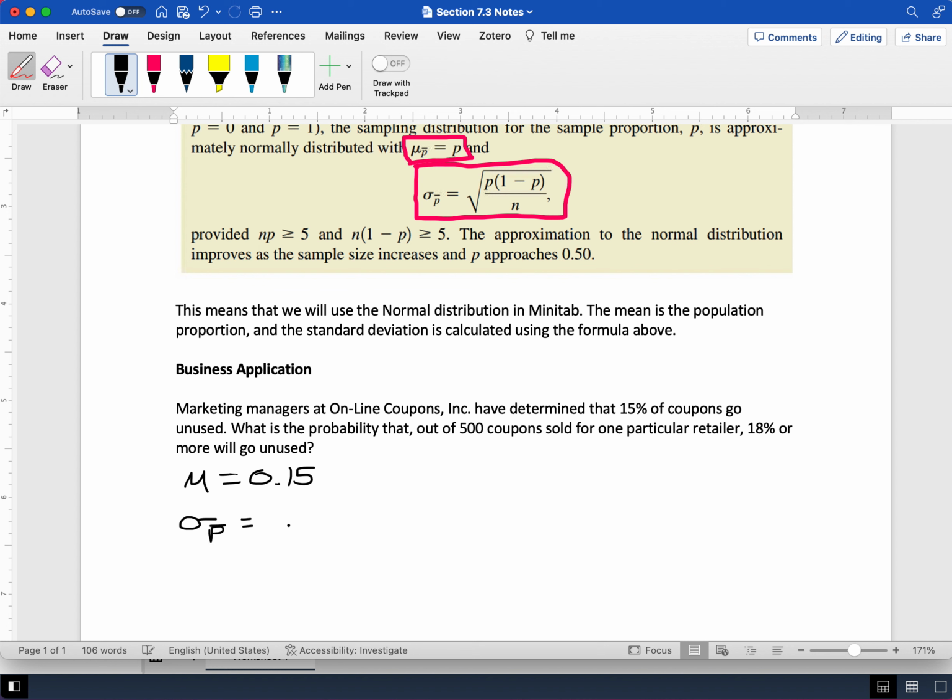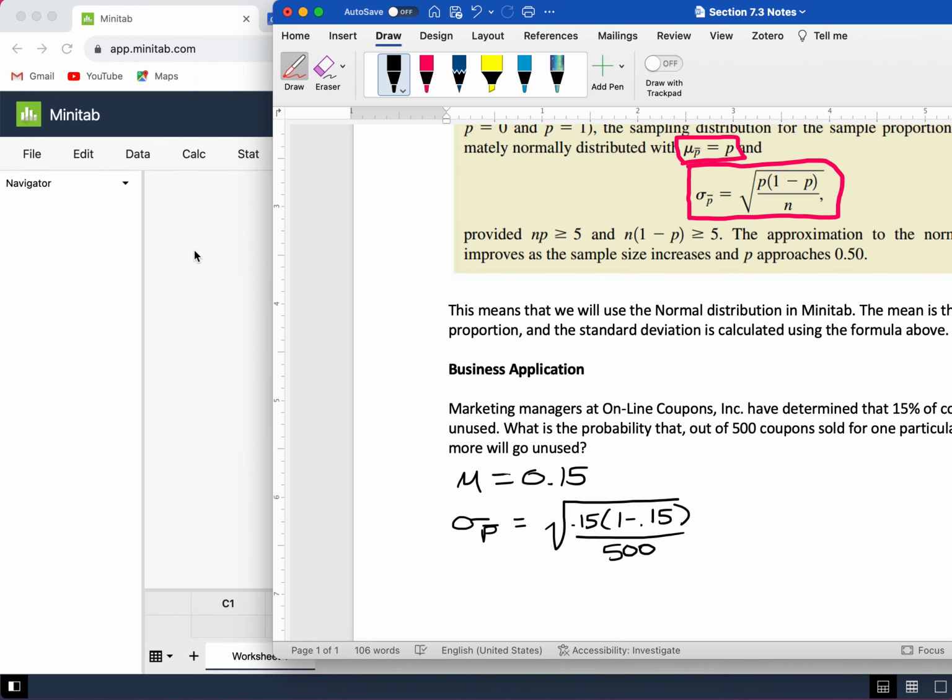And our standard deviation, we are going to calculate using this formula. So square root of 0.15 times 1 minus 0.15, which I know is 0.85, so I can do that in my head or type it into my calculator, divided by n, which is the number in the sample. In this case, that's 500. I'm going to need a calculator for this, so I'm going to show you how to calculate it on the Desmos calculator.